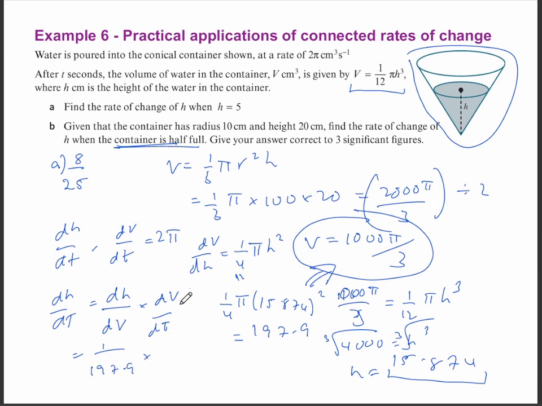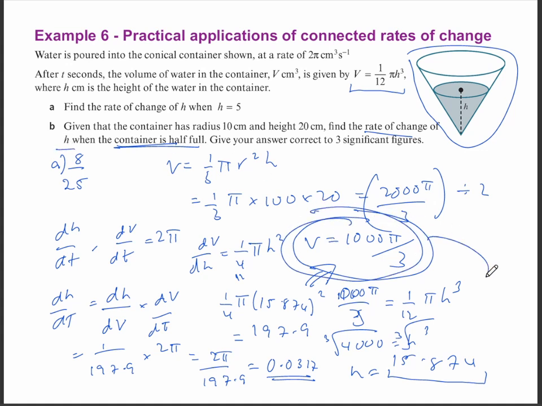And you're going to multiply that by dv over dt, which is 2 pi, and that is going to give us 2 pi over 197.9. That's going to be the value of dh over dt. To three significant figures, that's going to be 0.0317 centimeters per second. That's going to be the rate of change of h when the volume is 1000 pi over 3, and as a result the h is 15.874.